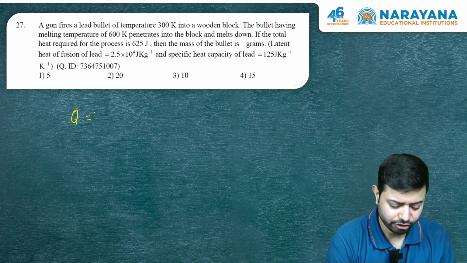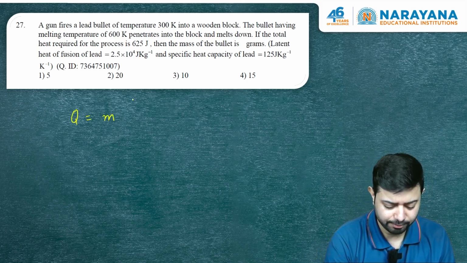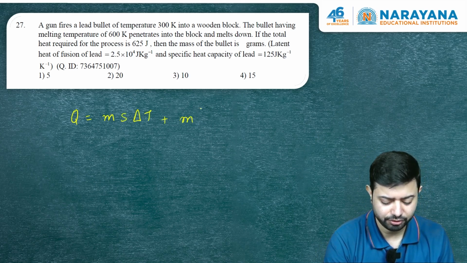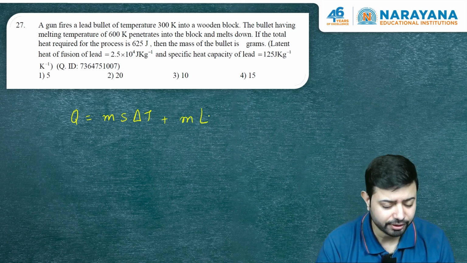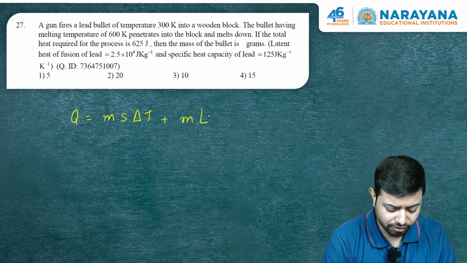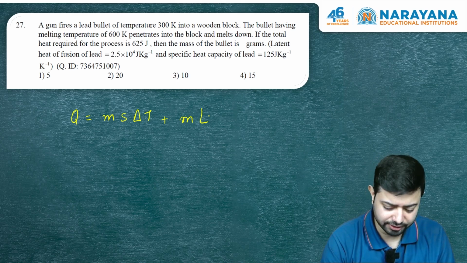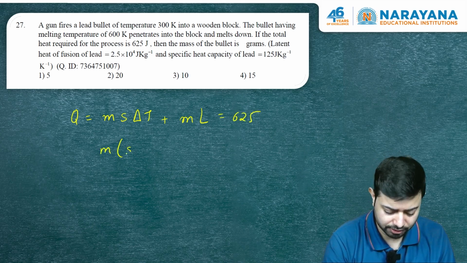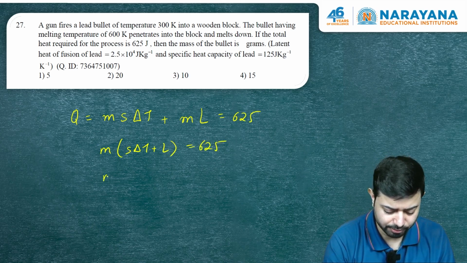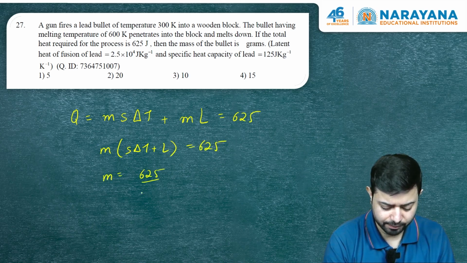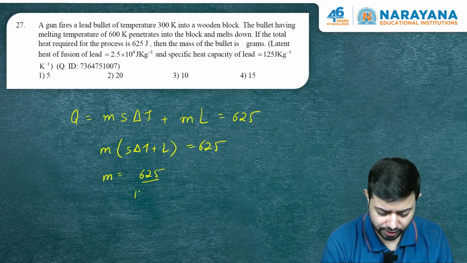The Q that is going to be absorbed should be something like m S delta T plus mass into latent heat of fusion. This comes from the chapter of calorimetry. Now, this Q is given already, it is 625. So, m can be taken out as common, m (S delta T plus L) is 625. So, what is mass? 625 by (S delta T plus L). What is S? 125, and delta T is given, right.